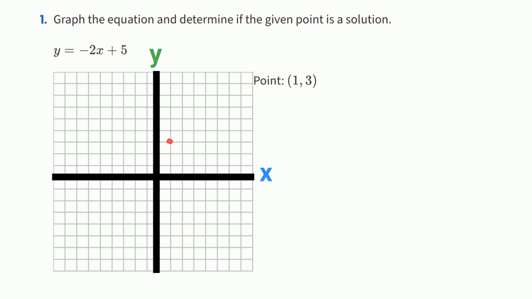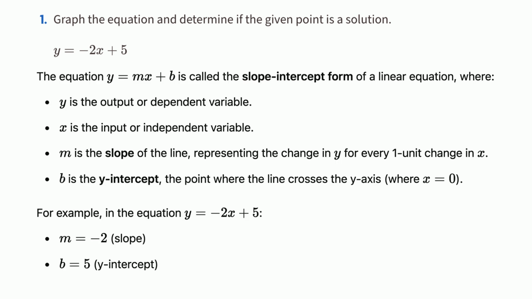In order to graph the line, we need at least one more point, and to be even more sure we're correct, we need at least 2 more points. Here's how we can get our second point. Since the equation y = -2x + 5 is written in slope-intercept form, we can find the coordinates for our second point. Remember, slope-intercept form is y = mx + b, or y = slope times x + b.